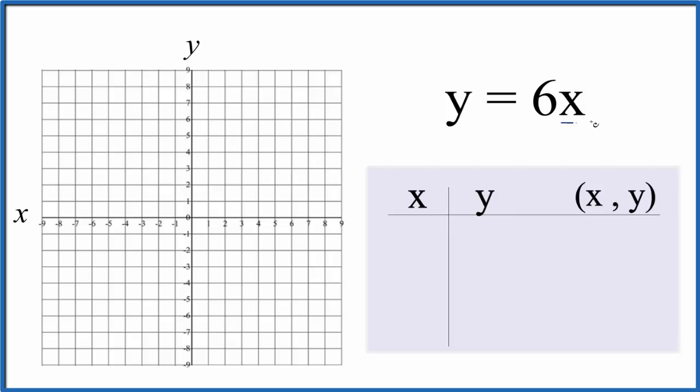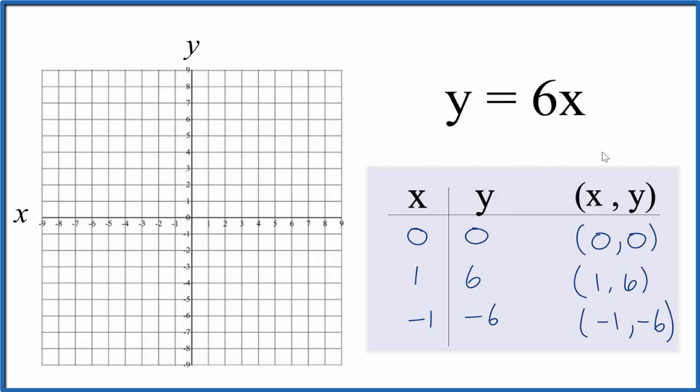So let's start out for x. Let's put 0. That's a good place to start. y equals 6 times 0, so 6 times 0 is 0. So y is 0. If we had, say, 1, 6 times 1, that's 6. And how about negative 1? So 6 times negative 1, that's negative 6. And these are the points that we'll graph for the linear equation y equals 6x.